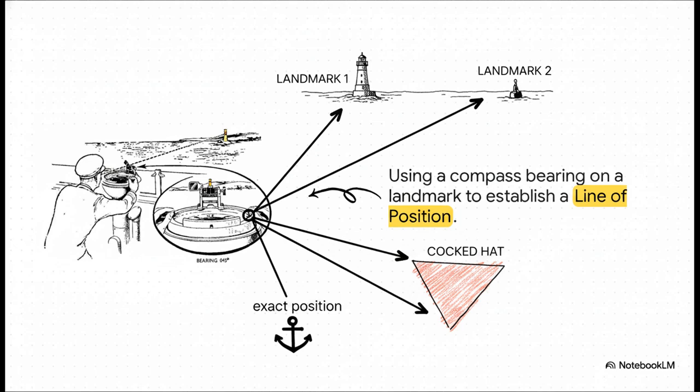By taking a compass bearing on a known landmark, say a lighthouse, you create a line of position. You now know you are somewhere on that specific line. Take a bearing on a second landmark, and where those two lines cross is your exact position. But I gotta warn you, if you use 3 landmarks and the lines don't meet perfectly in the middle, they form a little triangle, known as a cocked hat. And if that hat is large, well, that's just the ocean's way of telling you your fix is dangerously unreliable.